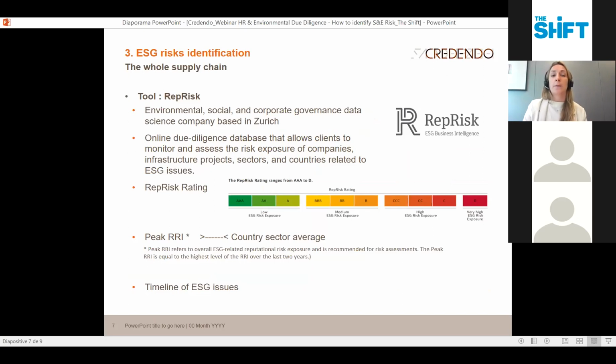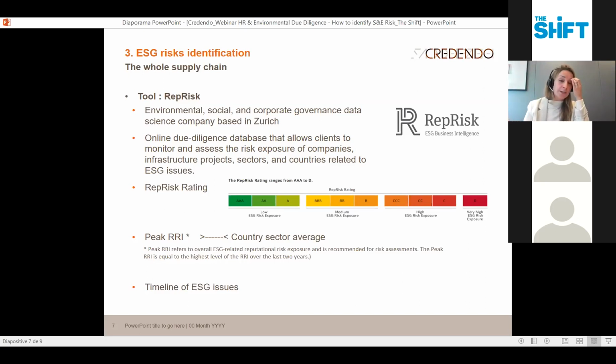And finally, I will just talk briefly of two tools that are really useful, because when you cannot go on site, there exist some practical tools. To name one, RepRisk is a tool that will basically give information on the risk exposure of companies, projects, but also sectors related to the country. And it will give you a RepRisk rating. The greener it is, the lower the ESG risk of the company, and the redder, the higher the risk will be.